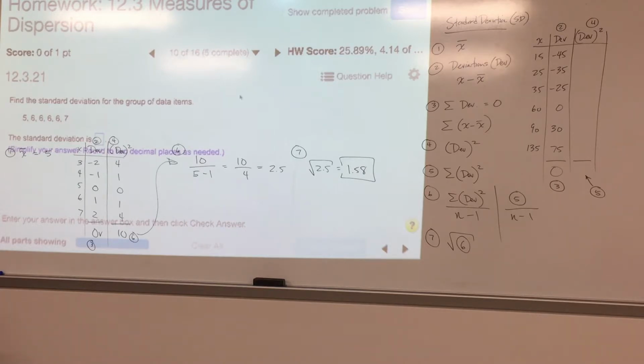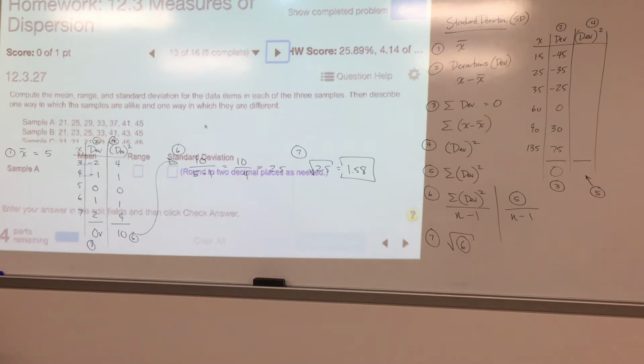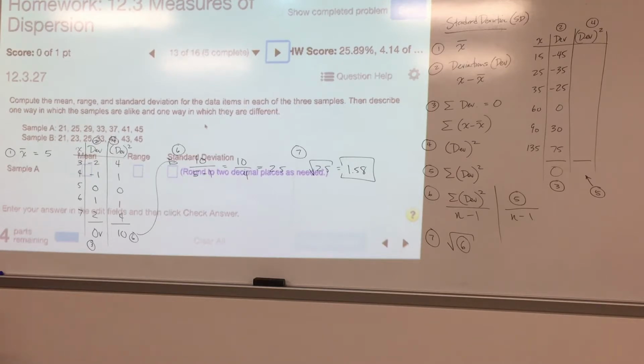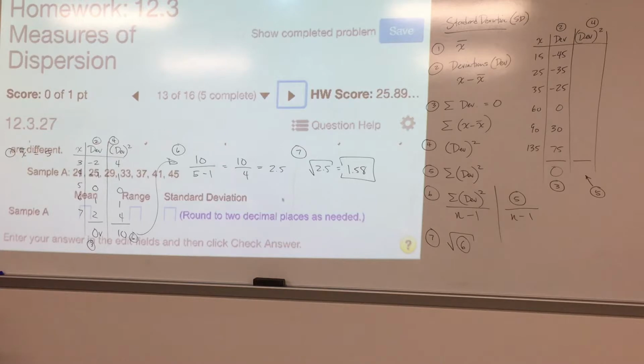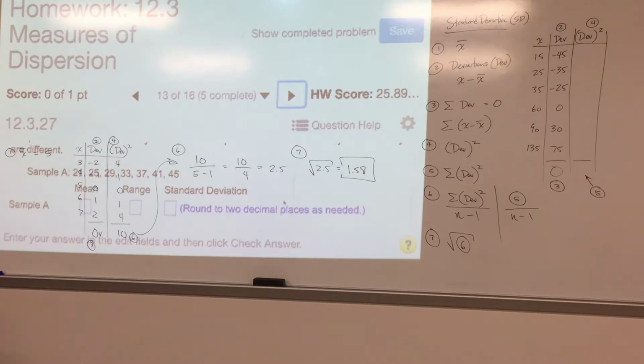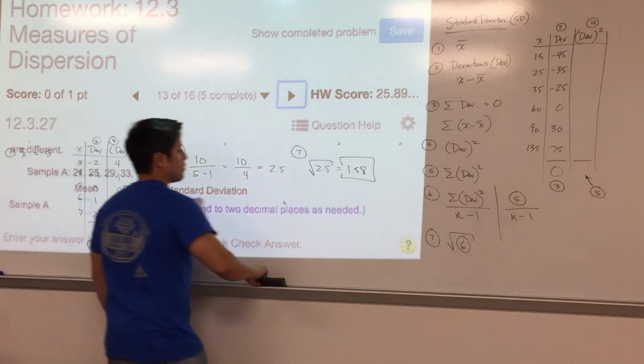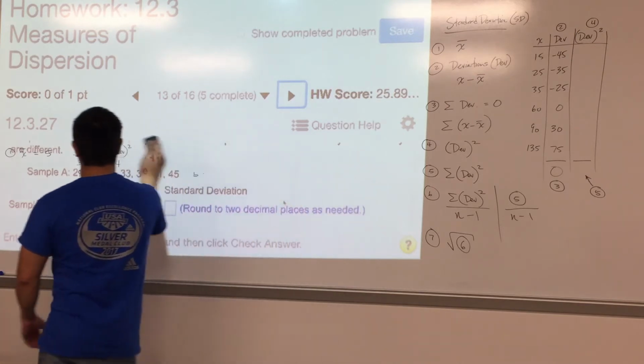Now you have an example. I don't want to do this one because it's so simple. Let's do a little bit more complicated standard deviation one. Let's do this one, shall we? Okay, so here's what I want to do. I want to do the standard deviation for sample A. I'm going to erase all this and go through it again.